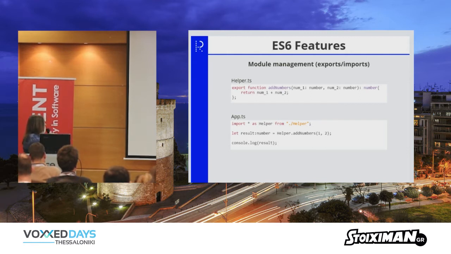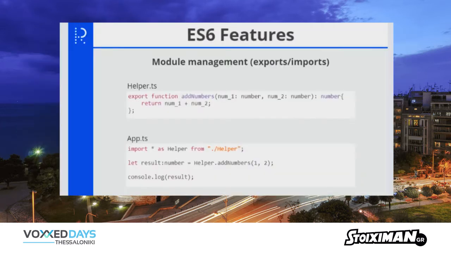Here we can see a fairly simple example. You can see in the first snippet the helper.ts file, which contains a function, our beloved add numbers function. In order to export this function, you use the export function add numbers syntax. See how easy it is. And in order to import that function into, let's suppose, our app.ts file, you use the import syntax, import star as helper from /helper. Isn't that simpler than what we did with CommonJS and ES5?